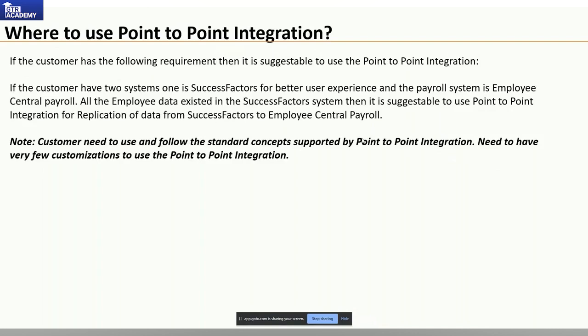If your payroll system is S4 HANA or on-premise, then the only way for the mapping is through CPI or BIB. If not point-to-point, then BIB. Point-to-point is used only if you have an Employee Central Payroll license. That's it. Not for S4 HANA or regular on-premise systems.